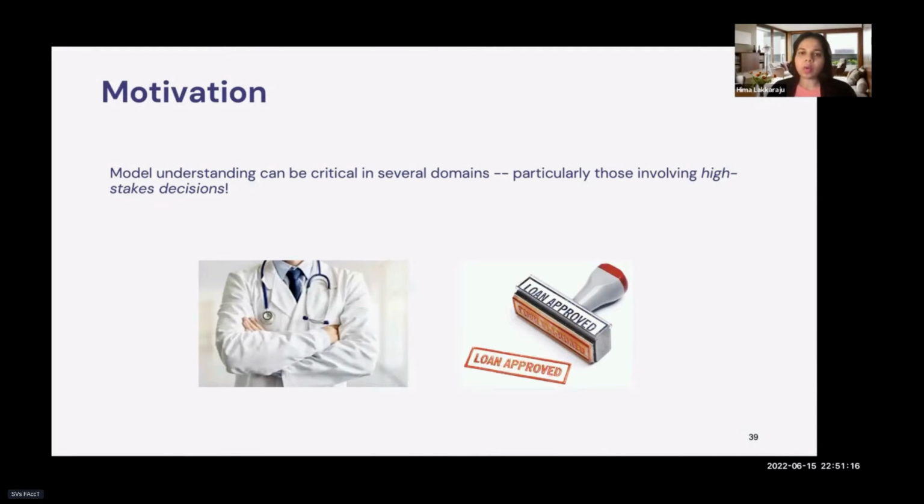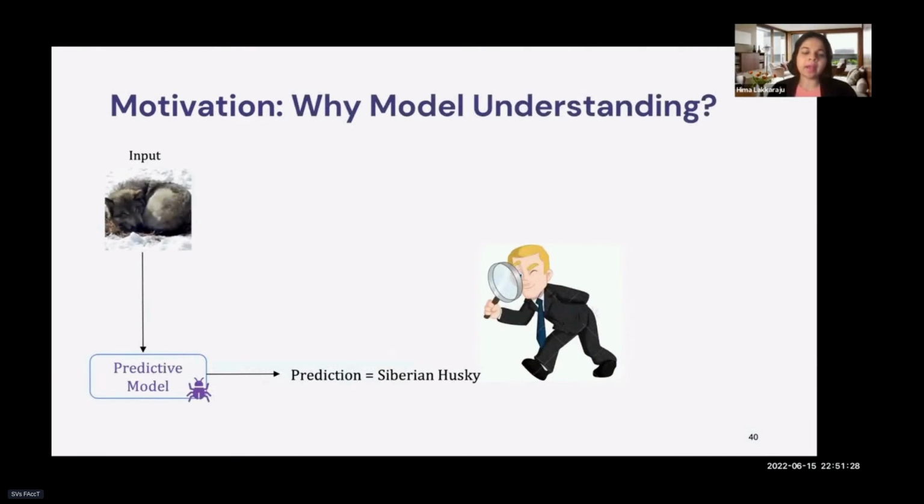To understand how model interpretations and model explanations can be beneficial in these settings and more, let's take some use cases or examples to illustrate their utility. Now, for example, let's say that we are looking at a predictive model which is potentially buggy, but this model basically takes as input images of animals and then produces predictions about what animal is in the picture. In this case, if we provide the input image of a Siberian husky, you see that the prediction that's coming out of this model is Siberian husky. So far, everything looks good.